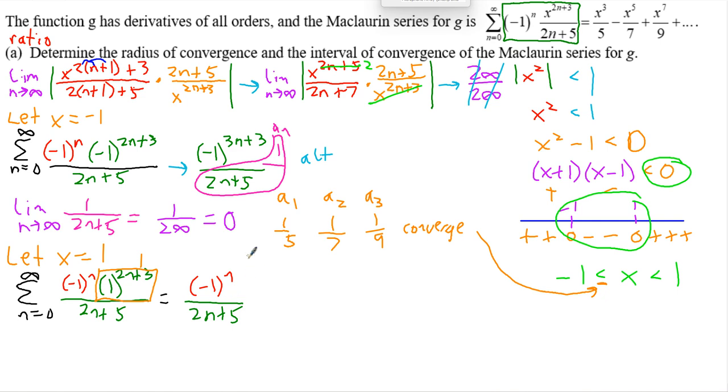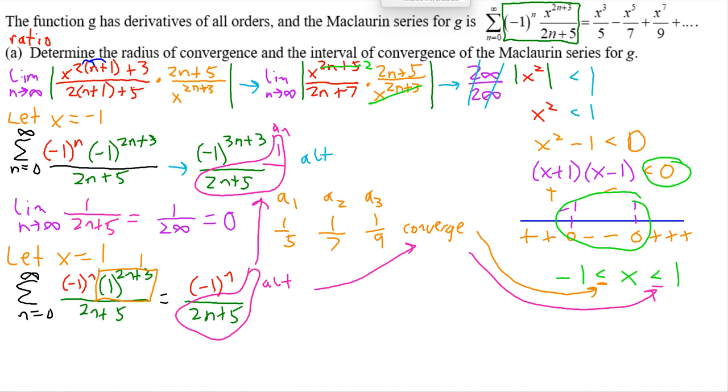And notice the thing that we have left here using the alternating series test is identical, 1 over 2n plus 5, to this one here. So there's no need to test it again, that we're going to get the exact same results. So this one's also going to converge, which means we put the equal to there.